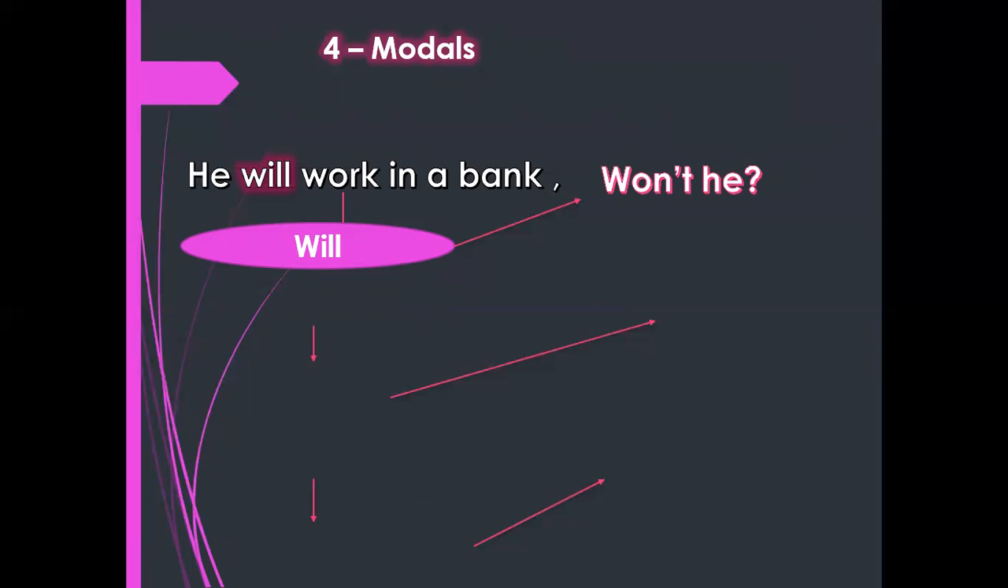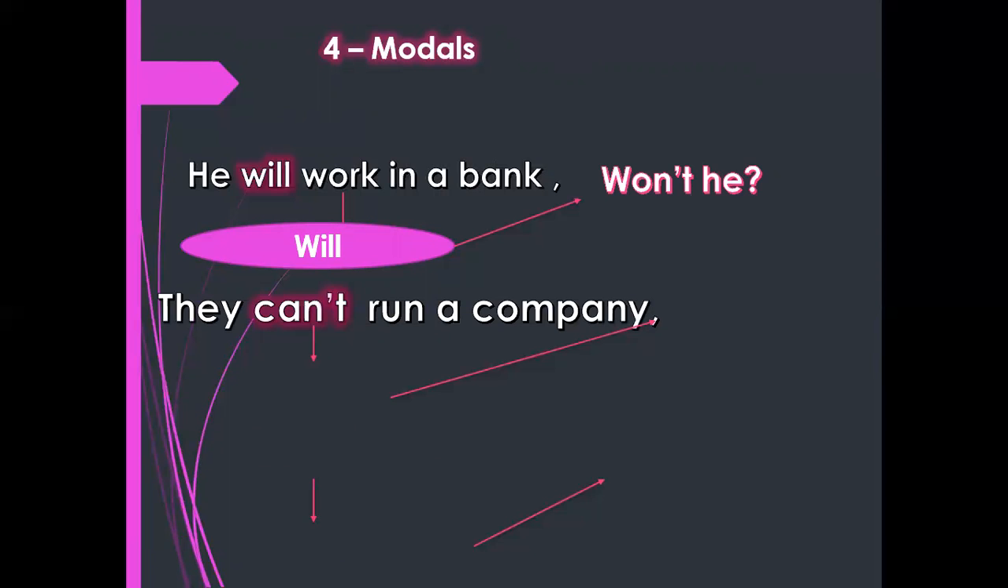As I told you before, we cannot say will not he. You are going to use the contraction form. The contraction form of will not is won't, so we change it into won't he.